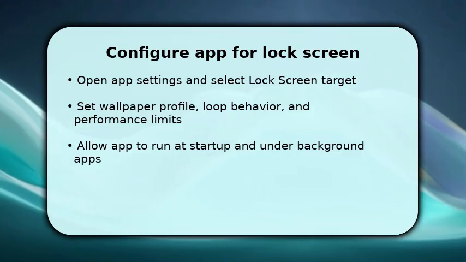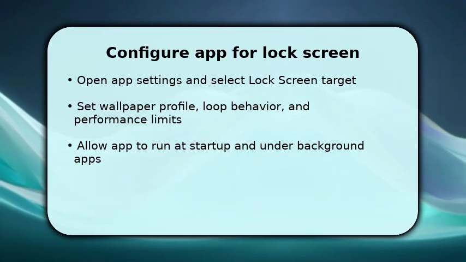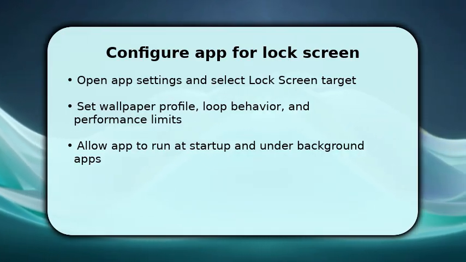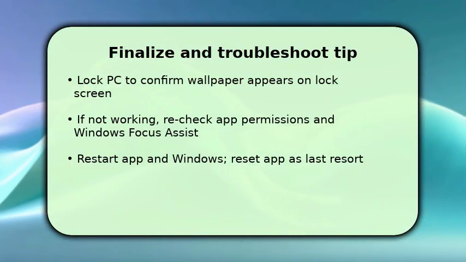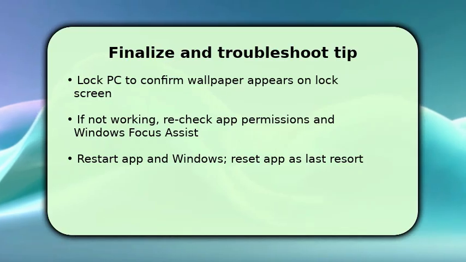Once done, save settings and use the app's preview or built-in test lock to verify the animation. Finish by locking your PC to confirm the live wallpaper appears on the lock screen. If it does, you're done.